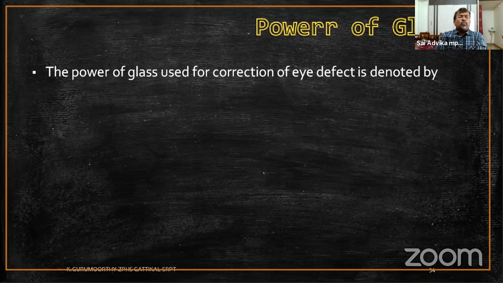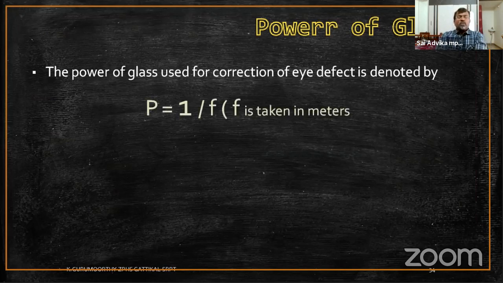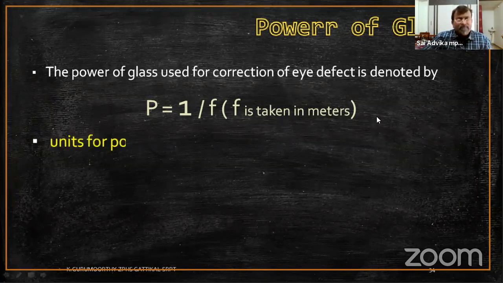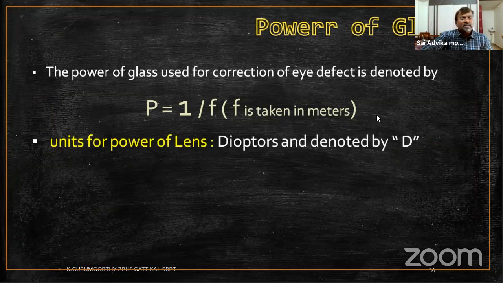Now, what is the power? The power is denoted by P. P is defined as 1 by F. F is the focal length of the lens that is used to correct the eye defect. And the F value is taken in meters. So the power of glass is defined as P is equal to 1 by F. This is measured in the unit of diopters. It is denoted by D.